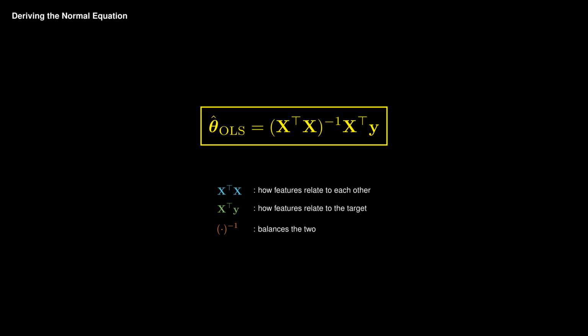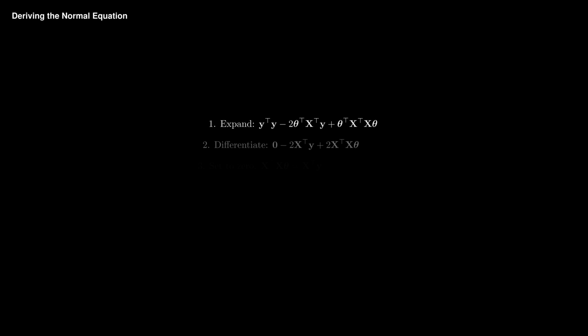Every term here has a meaning. X transpose x captures how the features relate to each other. X transpose y captures how the features relate to the target. The inverse balances these two.